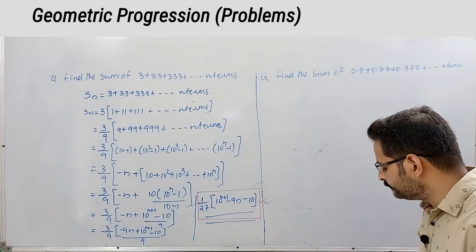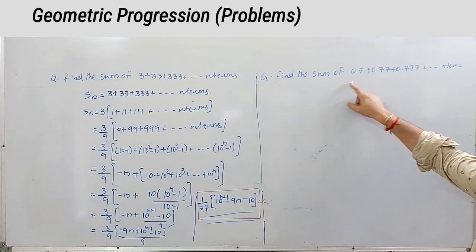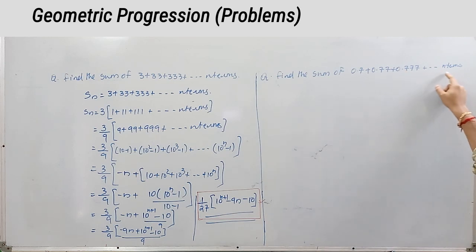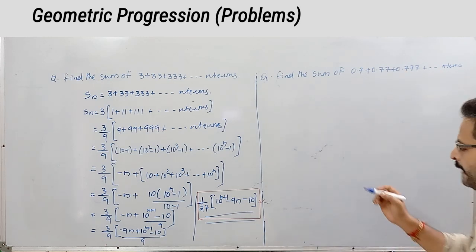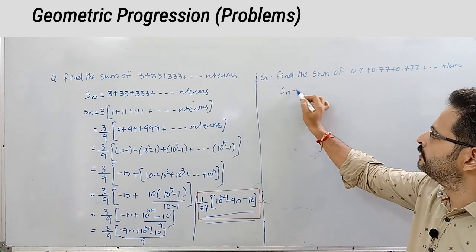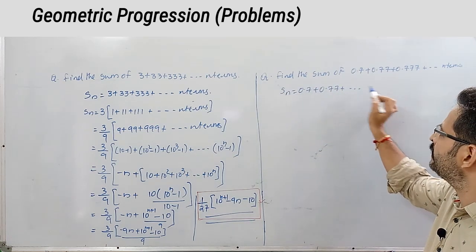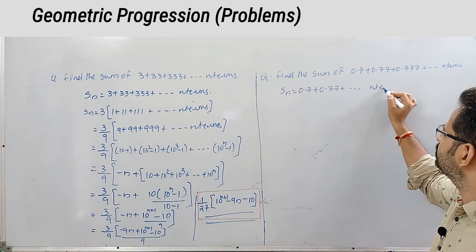Now consider the next question. Find the sum of 0.7, 0.77, 0.777 etc. up to n terms. That means Sn is equal to 0.7 plus 0.77 plus etc. up to n terms.